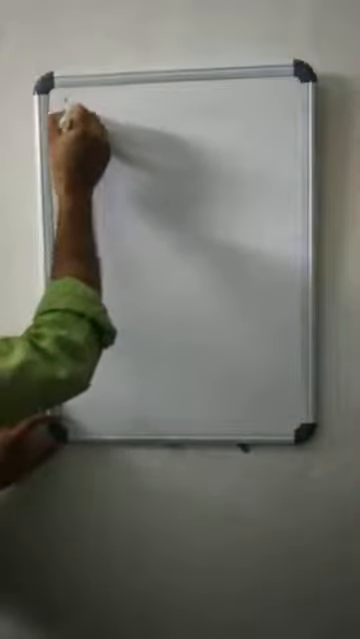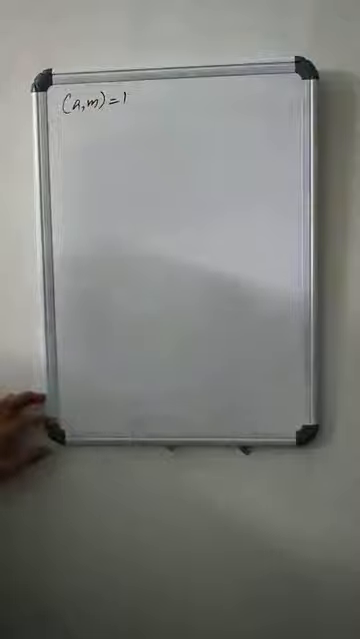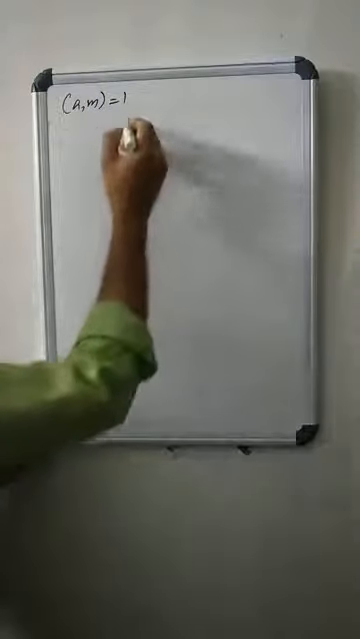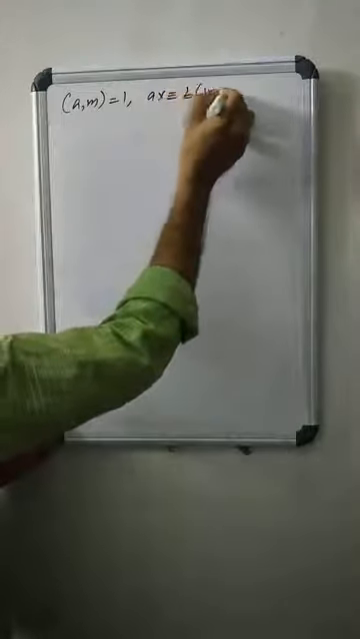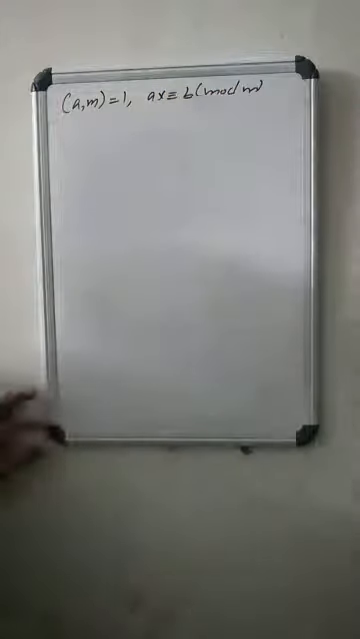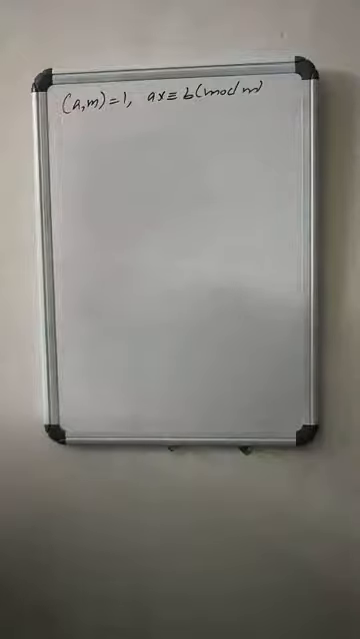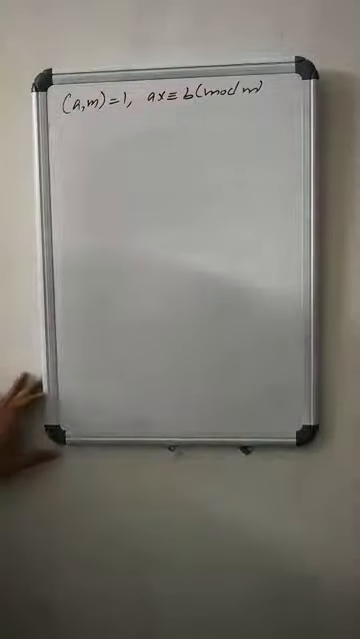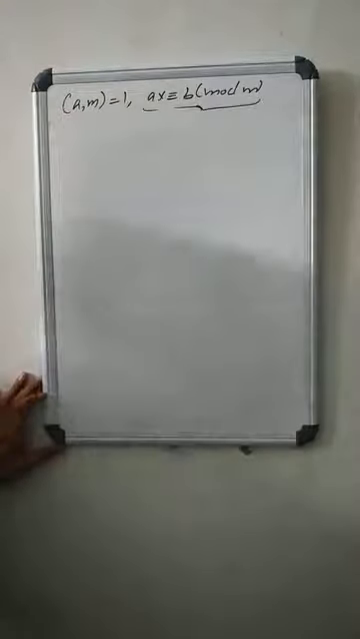Assume a and m are relatively prime to each other. Then the linear congruence ax ≡ b mod m has exactly one solution. If a and m are relatively prime, then the linear congruence ax ≡ b mod m has exactly one solution. How? Consider this linear congruence ax ≡ b mod m.